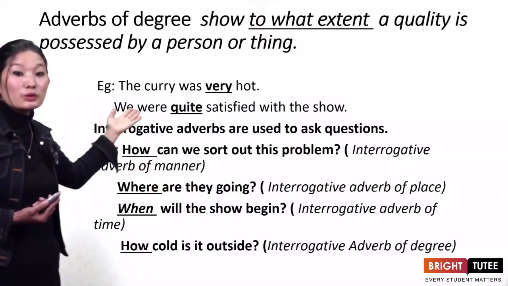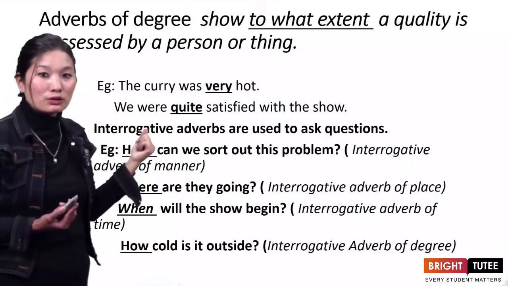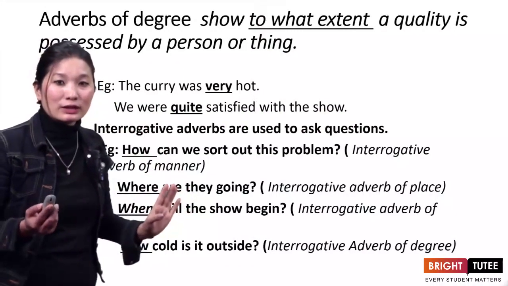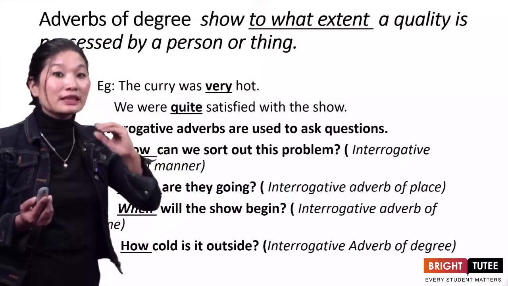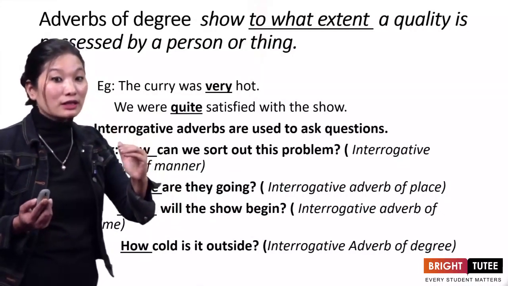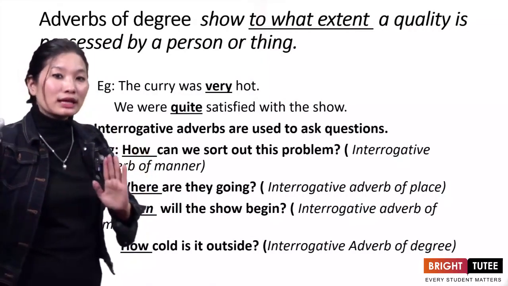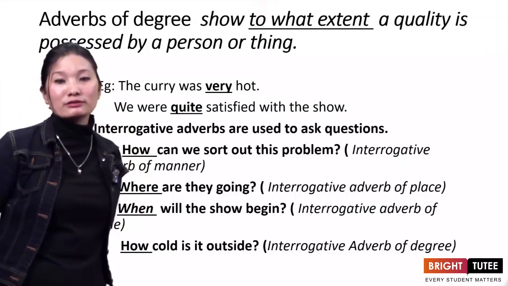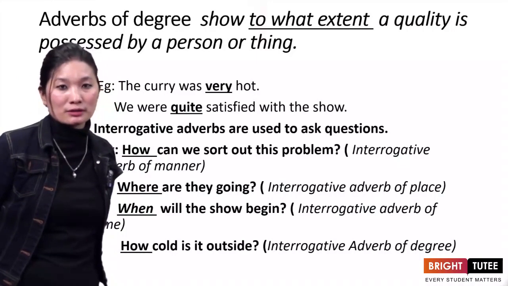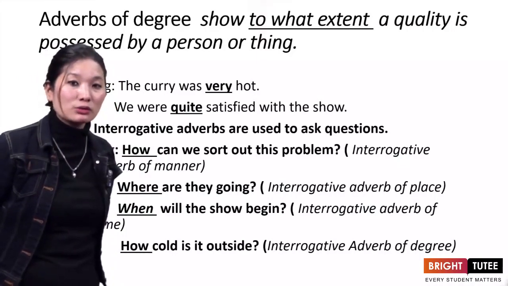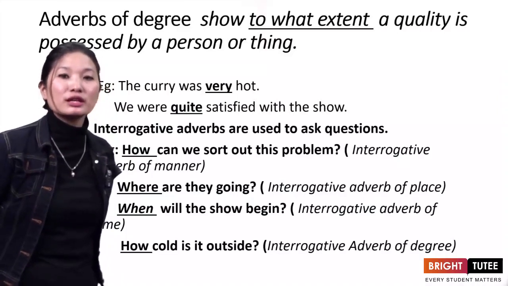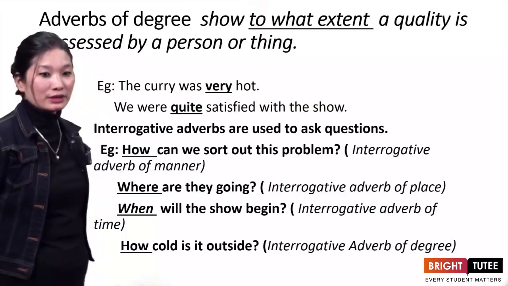And the next one, we were quite satisfied with the show. How satisfied were you? Quite satisfied. Very satisfied. Okay, that is the degree, adverbs of degree. You can ask the question, to what extent? You like it, but we do not know whether you like it very much or you don't like it much. I don't like it much, or maybe I like it so much. The words so much can be an adverb of degree, okay?